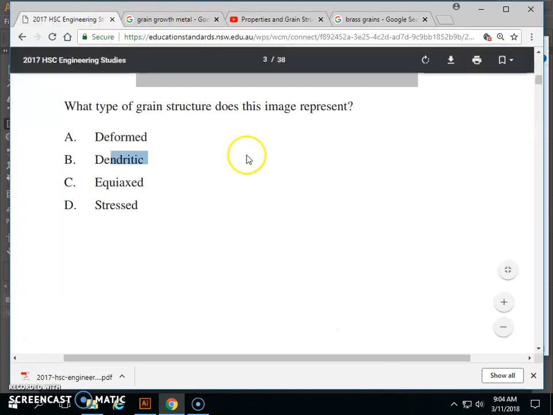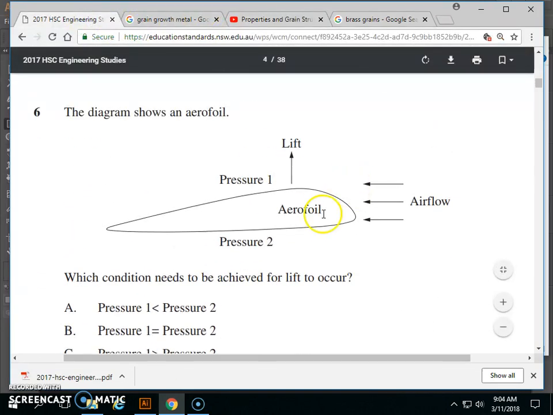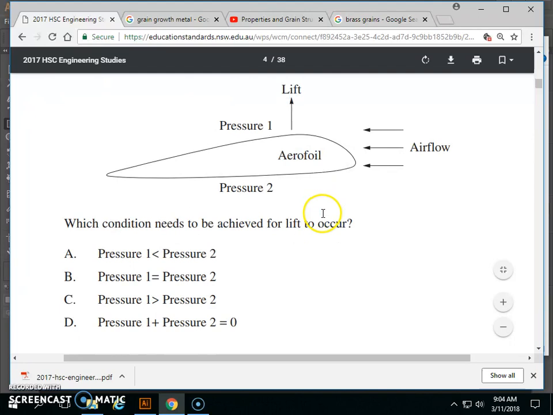Back to the exam. Okay, so we have an aerofoil. Which condition needs to be achieved to have lift occur?